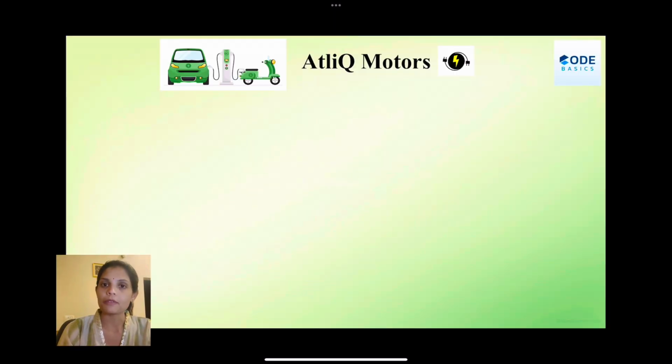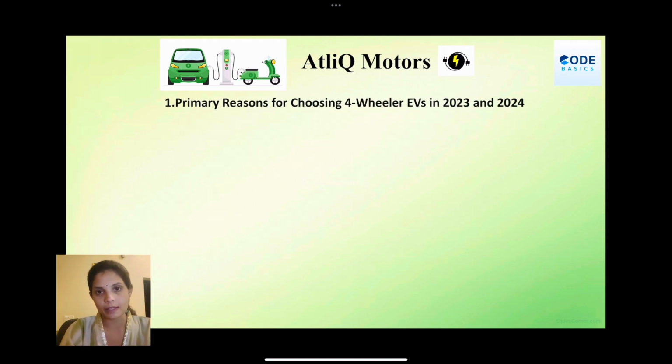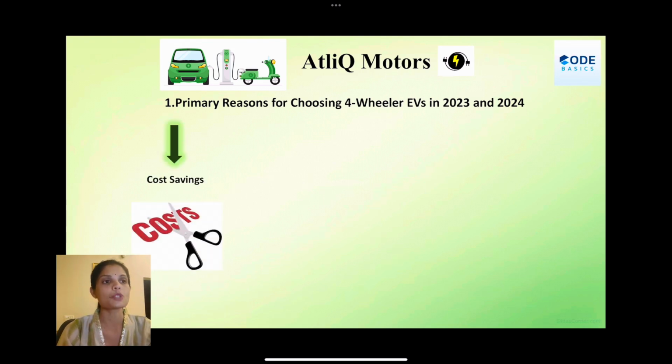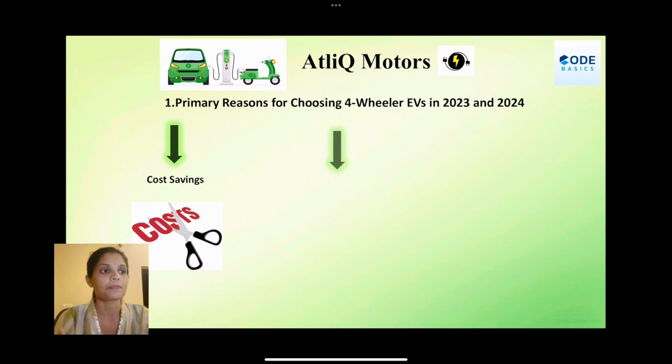Now that I have covered the key insights from our dashboard, let's move on to the secondary analysis which was included in this challenge. The first one is the primary reasons for choosing four-wheeler EVs in 2023 and 24. The first reason could be cost savings. Many customers are drawn to four-wheeler EVs due to long-term cost savings. While the initial purchase price of EVs is higher than traditional vehicles, the total cost of ownership is lower.